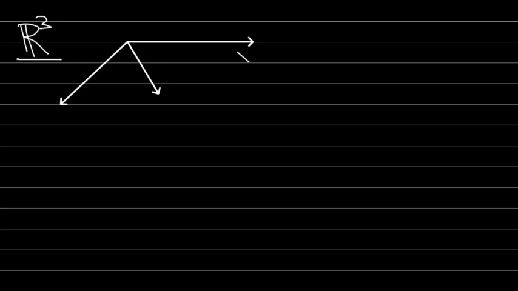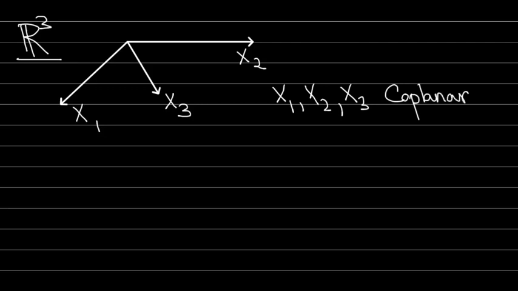Now this vector, let's call it x2, we're going to call this one x3, and we're going to call this one x1, right? Now here x1, x2, x3, all of these x1, x2 and x3 are coplanar. So they are coplanar, right? And if that is the case, then it is not linearly independent set. So these vectors, they do not form a linearly independent set.